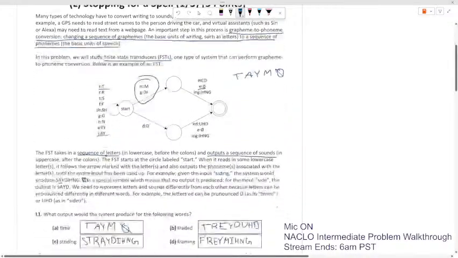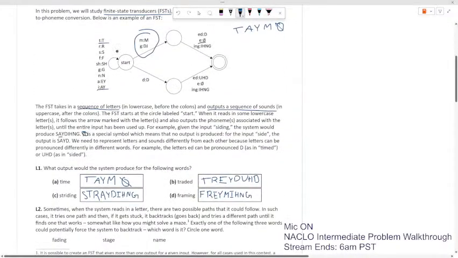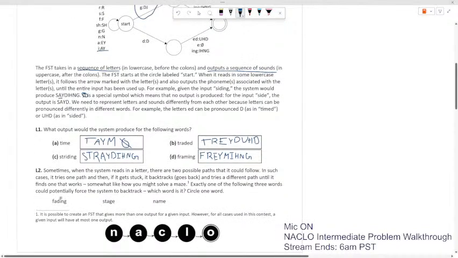I don't think it's fading, because fading would start at the start. A, F-A, right? F-A, then it would go to D, D, then it would go to, oops, what? Okay, then it would go to I-N-G, and then it would be done. Like fading, yeah. So that would not backtrack. So we can cross that out. So fading would not backtrack.